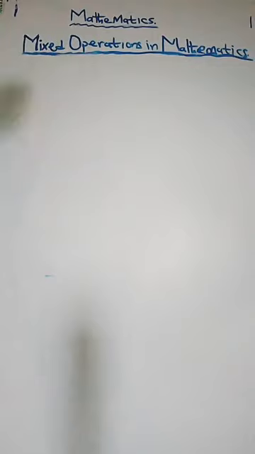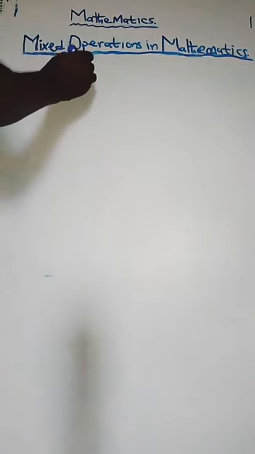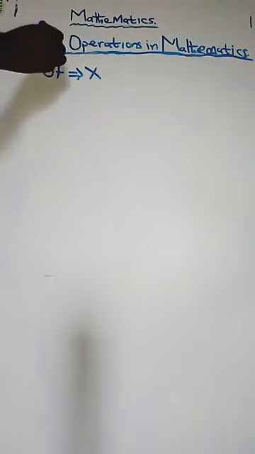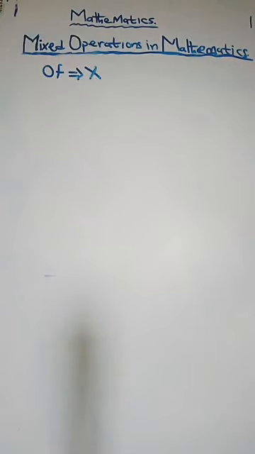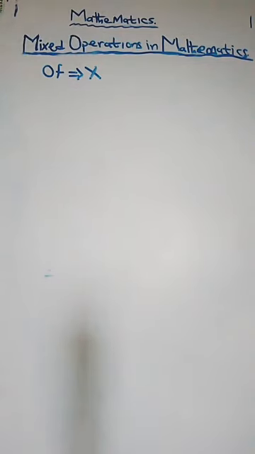Please note this. In mathematics, "of" means multiplication. So anywhere you say "of" in mathematics, it means multiplication. So don't forget. When we started this topic, I explained that the order of operations in mathematics depends on the strength of each mathematical operation in the question.